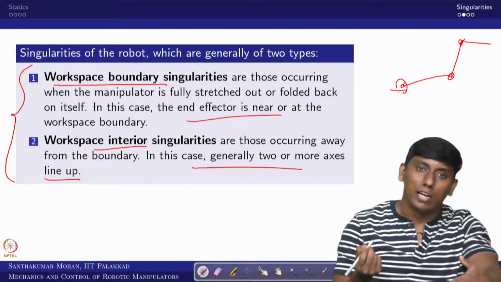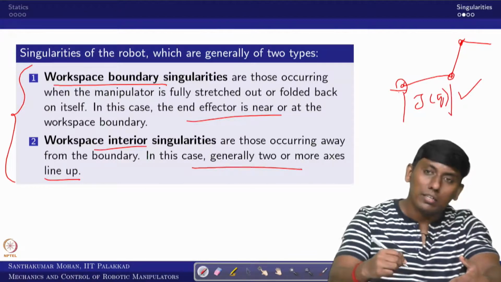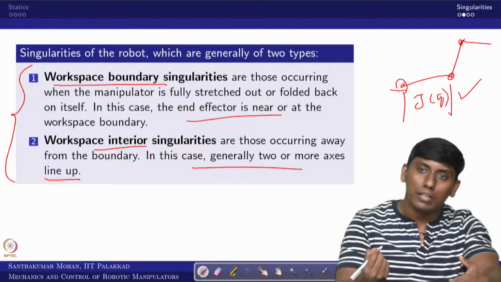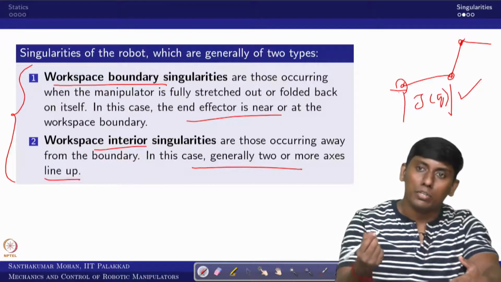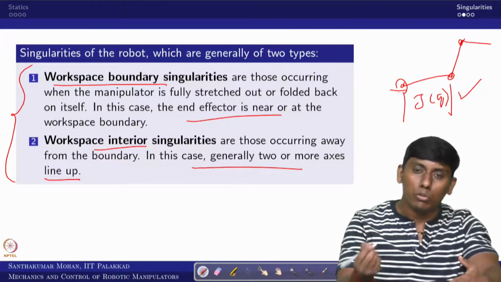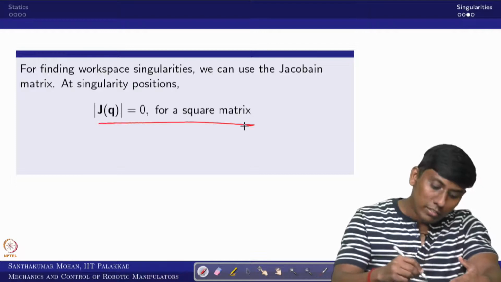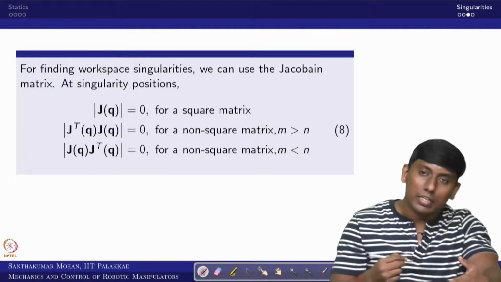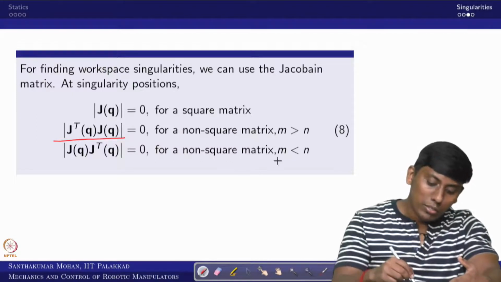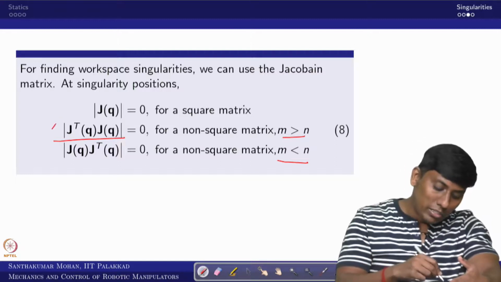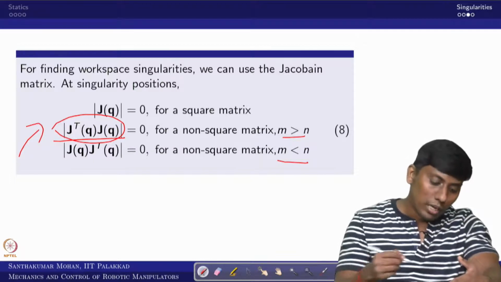How can we calculate the singularity? You already have the clue. If you have a Jacobian matrix, you can take the determinant and equate it to 0, and you will get the singularity condition. If it is a rectangular matrix, then you can take the determinant of J transpose J or J J transpose, based on the size. Indirectly, whichever matrix size gives the smaller one is what we are going to take. That is the whole idea.